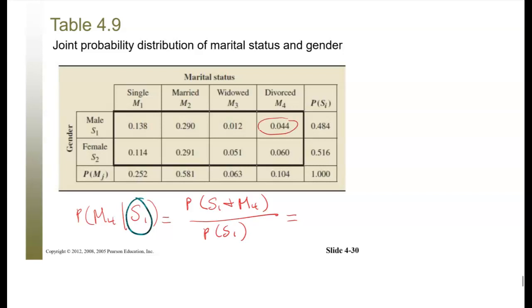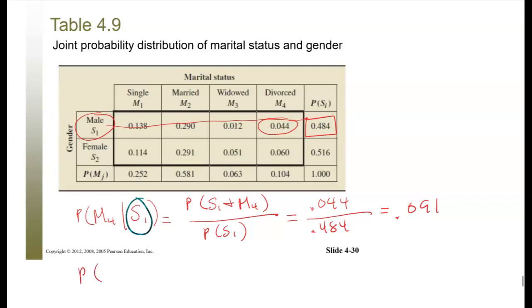So the probability of male and divorced, well, we just got to find that. Here it is. Male, divorced, probability is 0.044. And then the probability of that condition of being male, so the probability of S1, is the total. So there it is, probability of S1. So we divide it by 0.484. And you get 0.091. And that's your conditional probability. So let's take a look at another one.